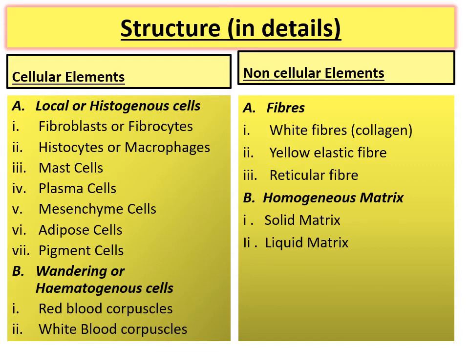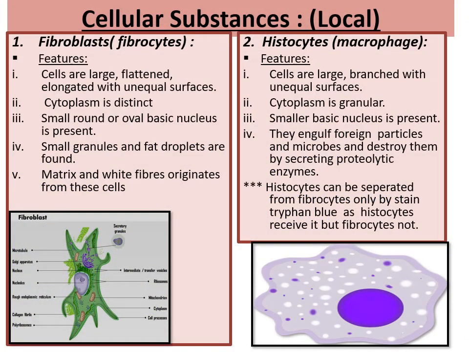In non-cellular elements, the subcategories are fibers and homogeneous matrix. Fibers can be of three types: white fibers, which are commonly known as collagen, yellow elastic fibers, or reticular fibers. The homogeneous matrix is of two types: solid matrix or liquid matrix. Now we are going to discuss the cellular elements.